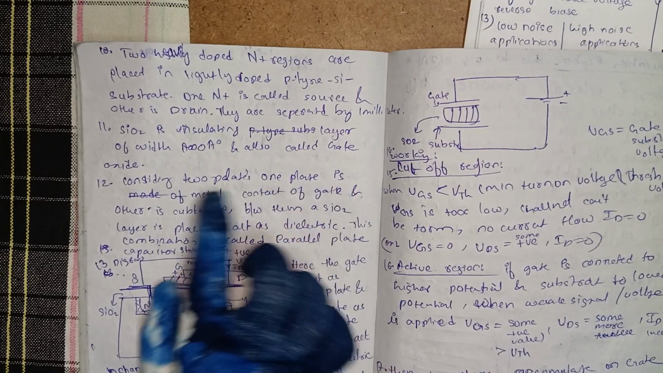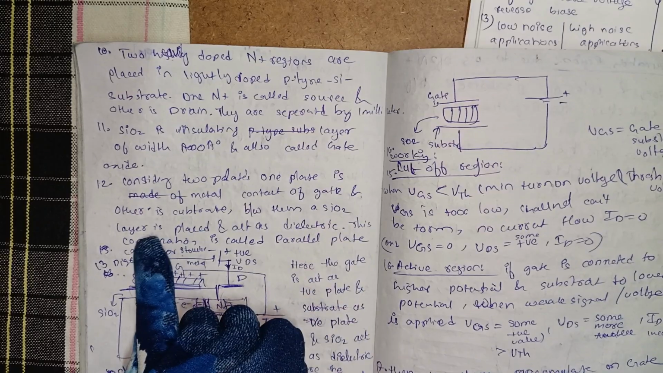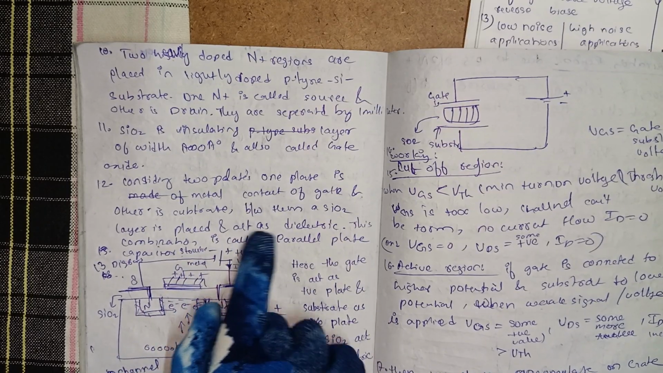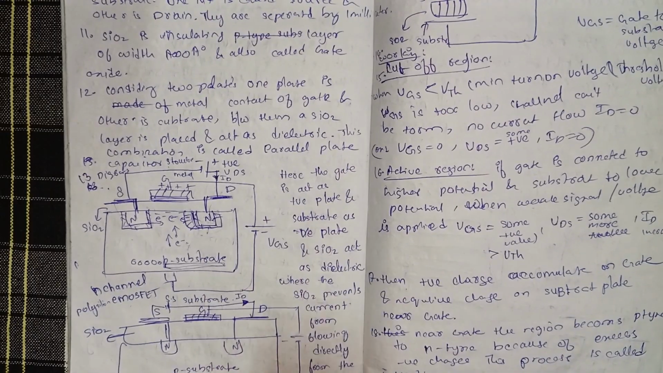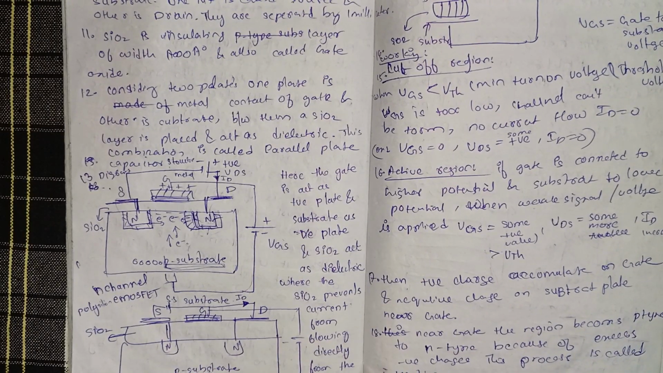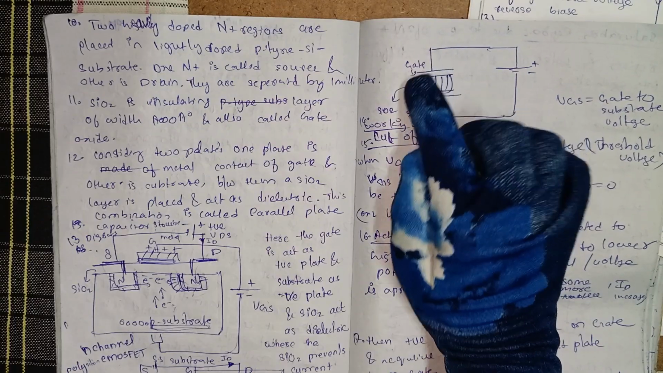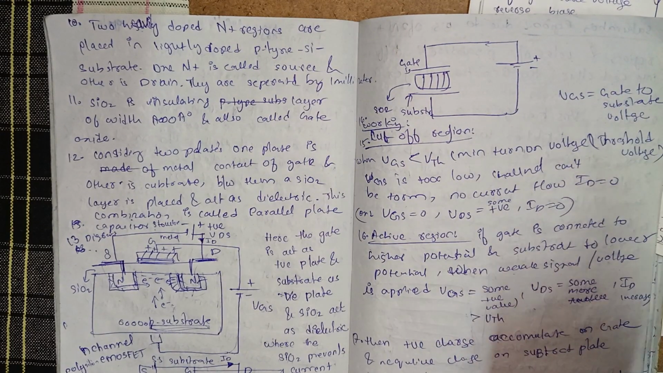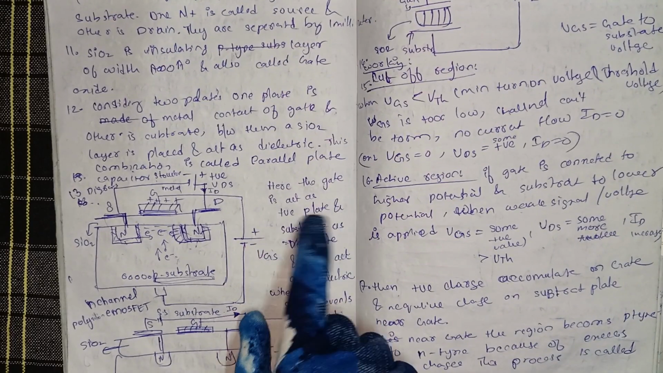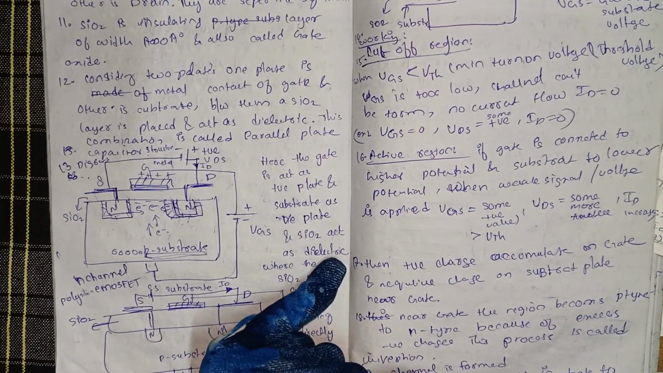Considering two plates, one plate is the metal contact of the gate and the other is the substrate. Between them, silicon dioxide is placed and acts as a dielectric. This combination is called a parallel plate capacitor. Here we can see the gate, silicon dioxide and substrate, forming a parallel plate capacitor structure. The gate acts as the positive plate, the substrate as the negative plate, and silicon dioxide as the dielectric.